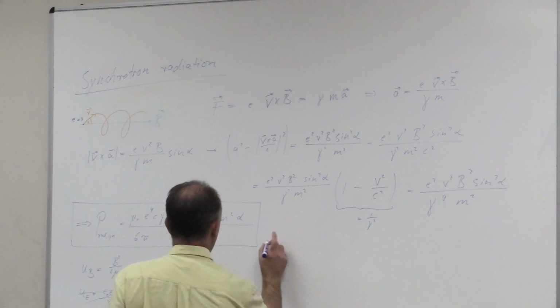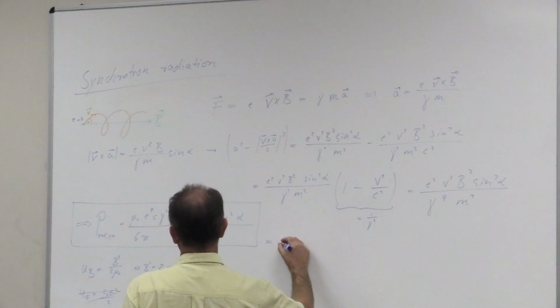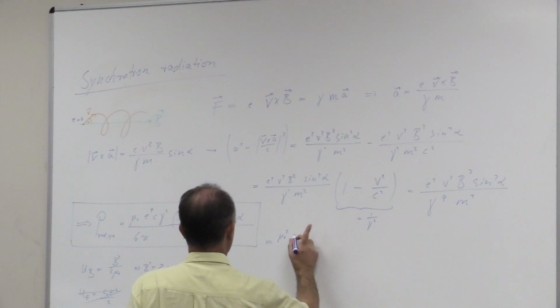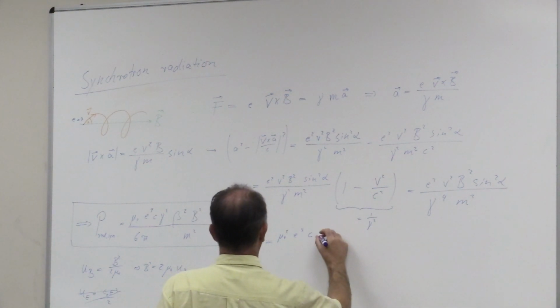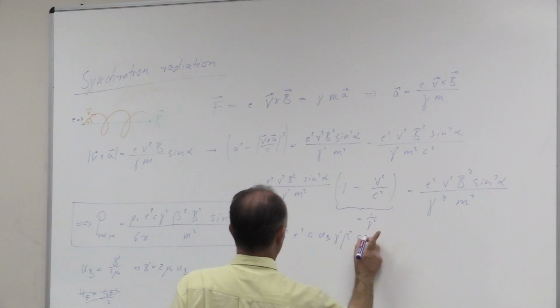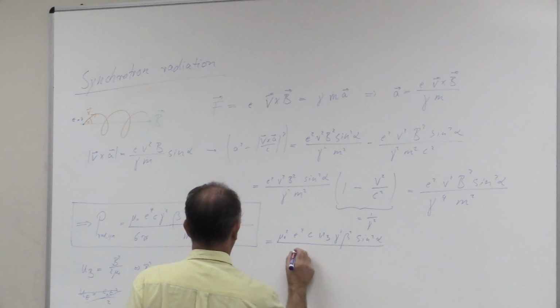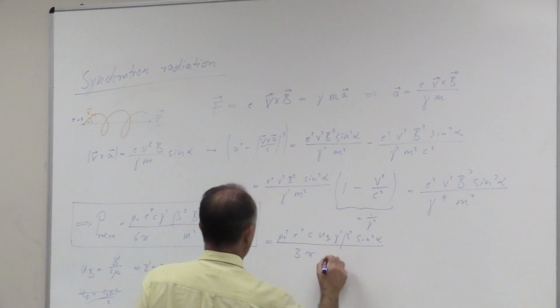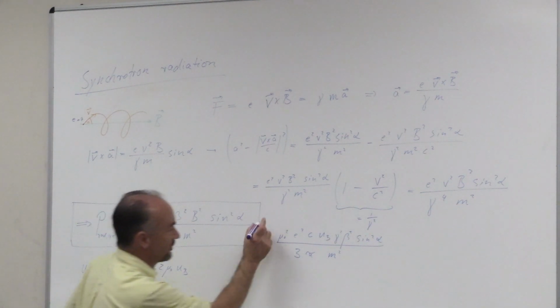So this brings us to, so just replace this, 2 mu naught squared e to the 4th c, energy density of the magnetic field, gamma squared, beta squared, sine squared alpha, over 3 pi squared. Okay. Now, we do a few more tricks here.